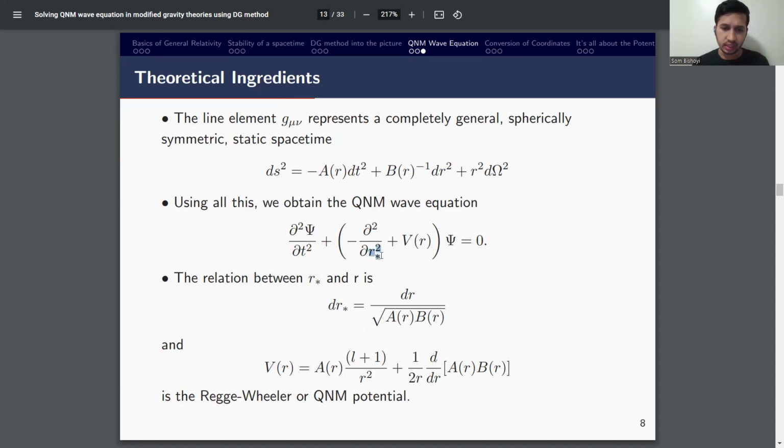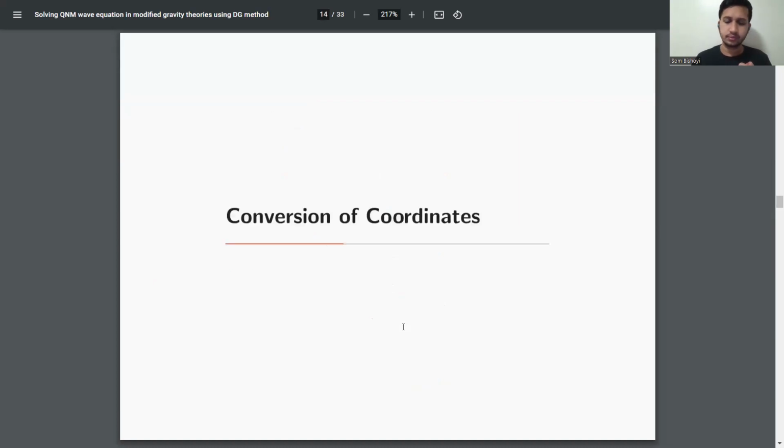Notice that here there is r star in the partial derivative operators, but there is a dependence on r in the potential. We will come to what this means. But for now, the relation between r star, which is also known as the tortoise coordinate, and r, which is the radial coordinate, is given by this, where we have the formulas for A(r) and B(r), which appear from the modified theory of gravity. We also have the formula for V(r), which depends on the metric coefficients A(r) and B(r). Now, once we do that, we come to the conversion of coordinates.